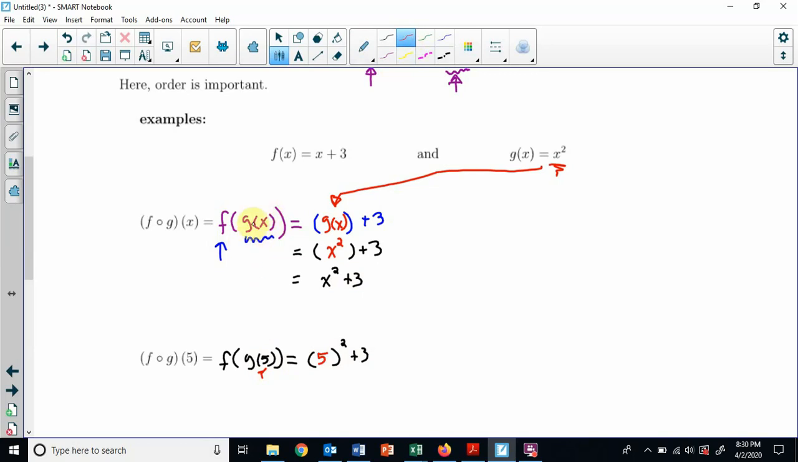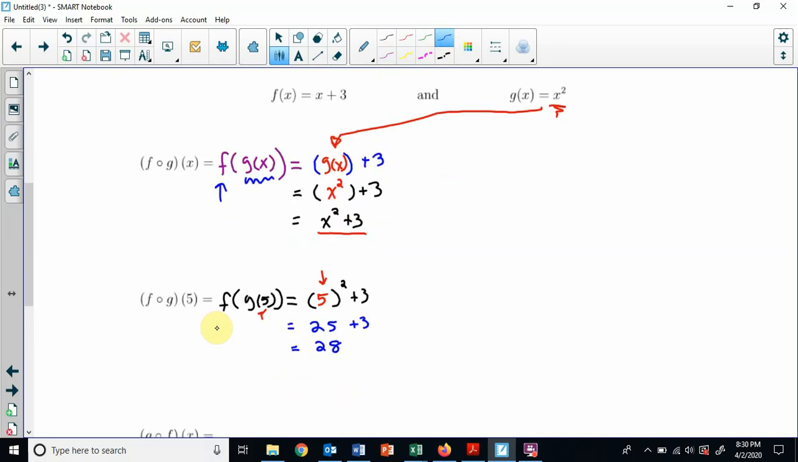I saved work by doing this one first, f of g of x. I know what this composition, this layering of functions, will give me. So then if I want to plug in an x value, I can just steal this work and plug in that x value. And the rest of it's just arithmetic. What is 5 squared? 25. What's 25 plus 3? 28. Okay? All right, let's do another example.